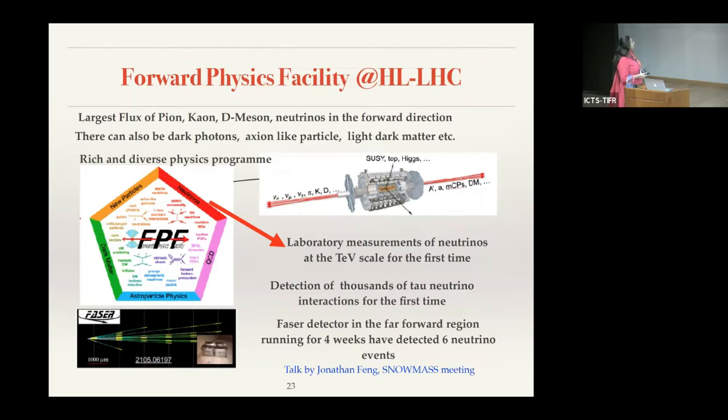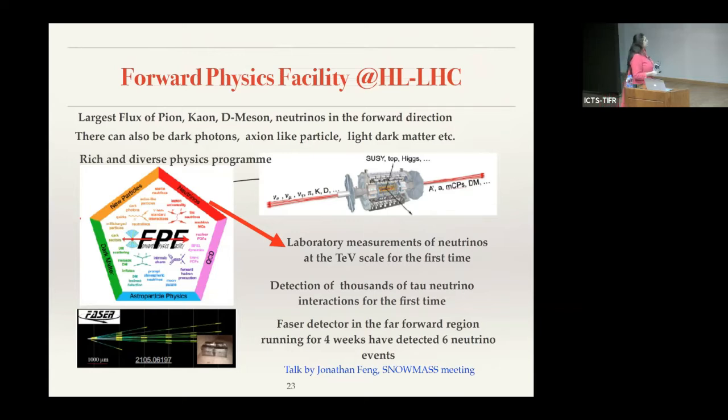At the LHC, the largest flux of pion, kaon, and D meson neutrinos comes in the forward direction. And there can also be BSM particles like dark photons and axion-like particles, like dark matter. To detect all this, the forward physics facility has been proposed, and this has a very rich and diverse program. I don't know if you can see, it can do new particles, dark matter, astroparticle, and neutrino.